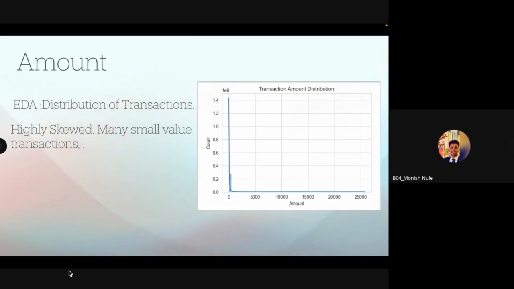This is the amount distribution, again part of the EDA process. This is the distribution over the transactions, with the count of the transactions and the amount of the transaction within it. We can see multiple transactions are below 5,000, and there are extreme outliers which go to 25,000 and above. So this is highly skewed, and there are many small value transactions.